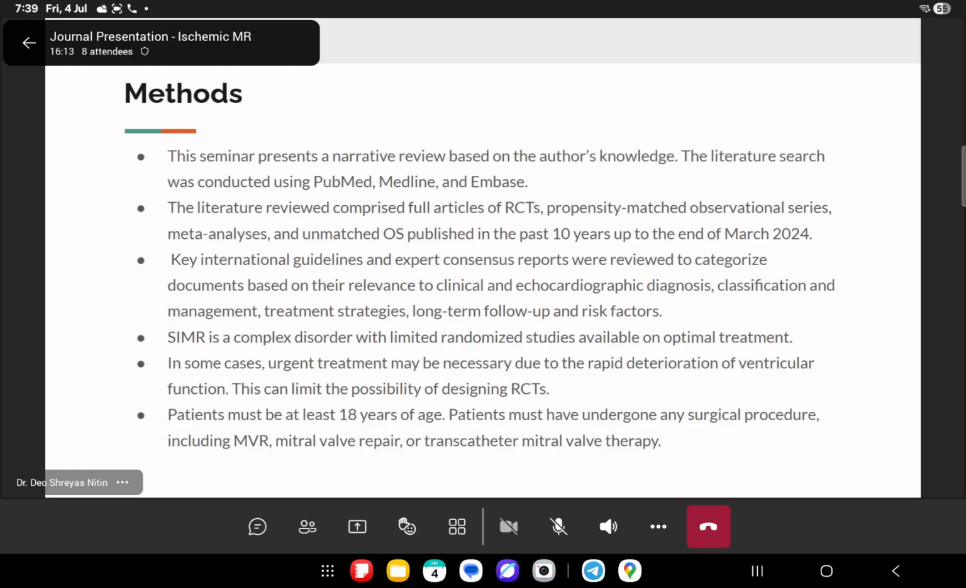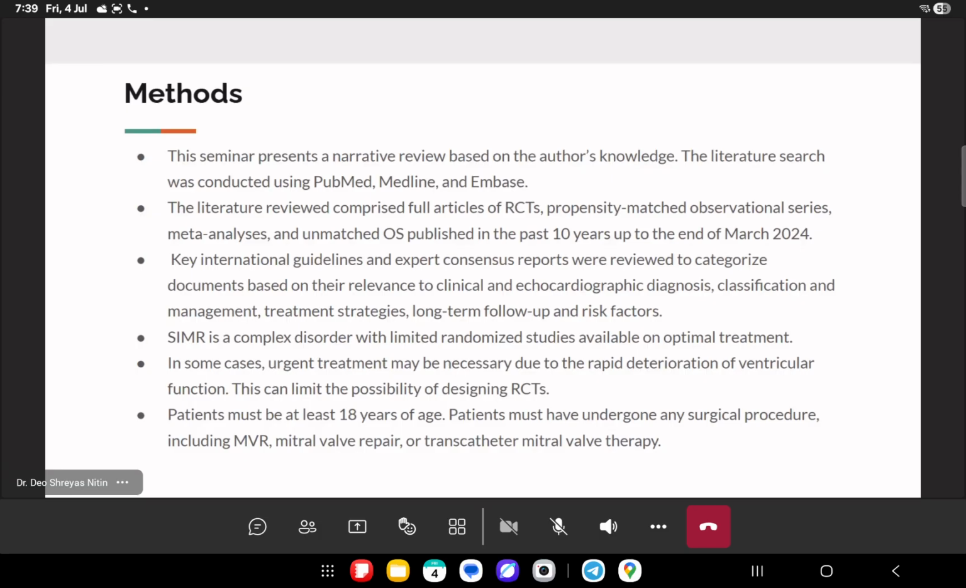Patient must be at least 18 years of age. Patient must have undergone a surgical procedure including mitral valve replacement, mitral valve repair, or transcatheter mitral valve therapy. And these were the inclusion criteria for these articles.